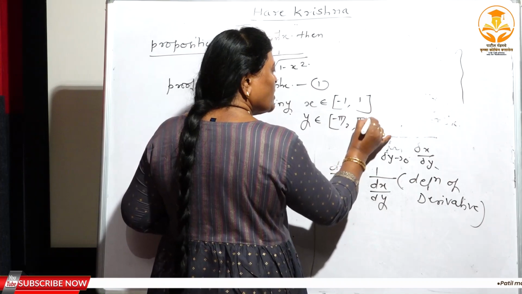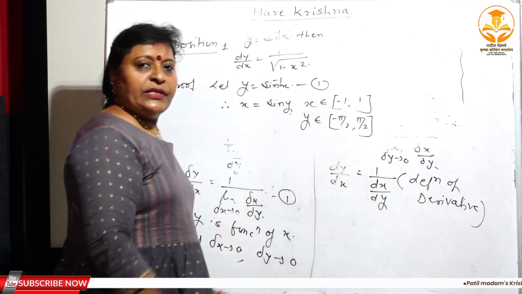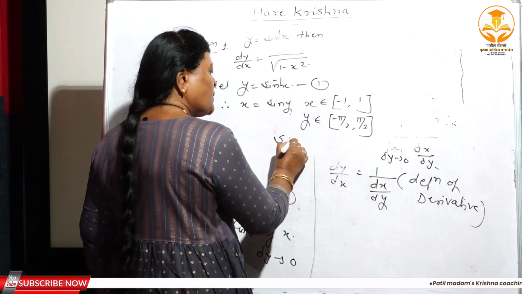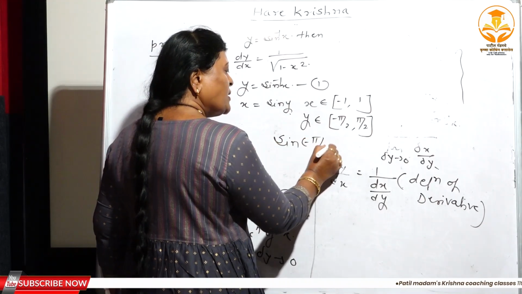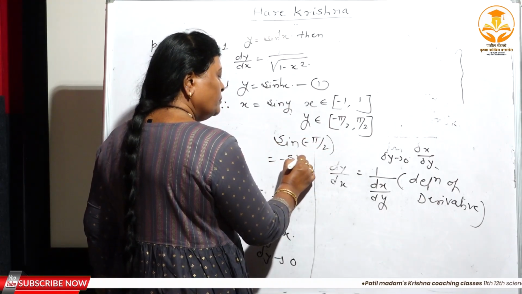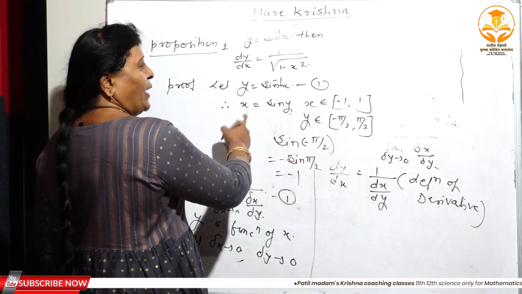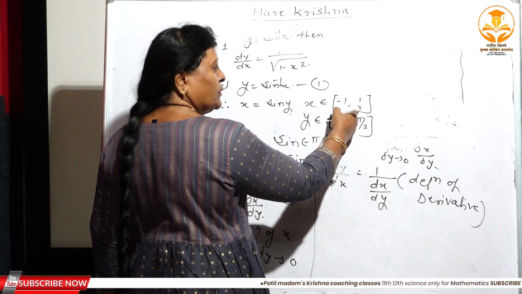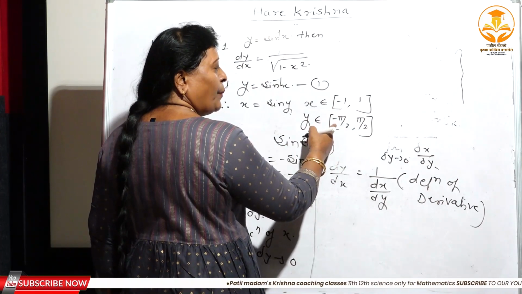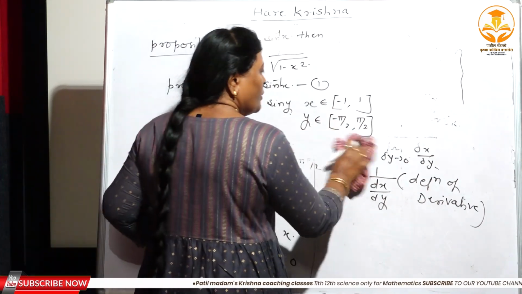by 2, because sine pi by 2 is always equal to 1, and sine of minus pi by 2, since sine of minus theta is minus sine theta, therefore this is minus 1. As x belongs to minus 1 to 1, therefore y belongs to minus pi by 2 to pi by 2, right? Now see what you have to do.